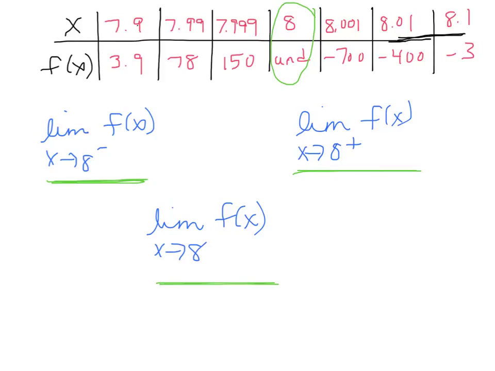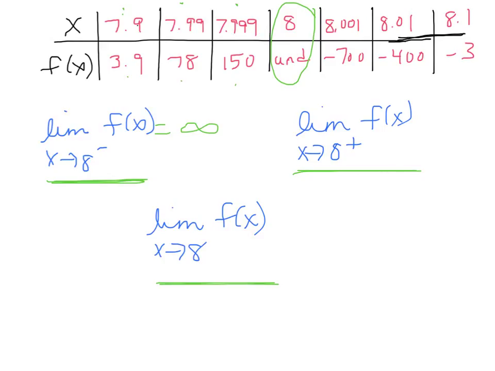This one starts out at 7.9, I'm at 3.9. At 7.99, I'm at 78. At 7.999, I'm at 150. Wow! As I get really, really close to 8, my x value could be 7.99999. What's happening to my y? It's getting really, really huge. In fact, it's approaching positive infinity. That means I'm going to have an asymptote.